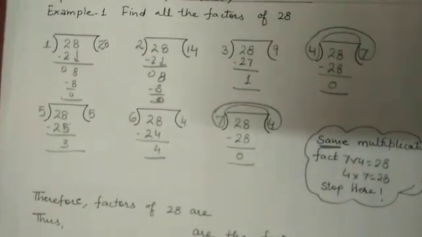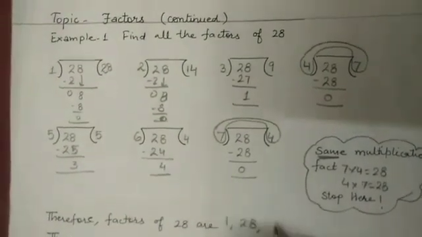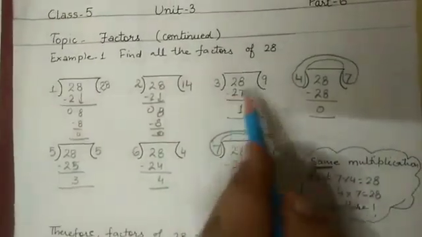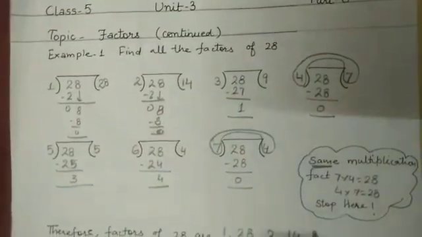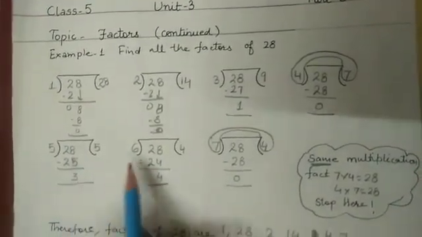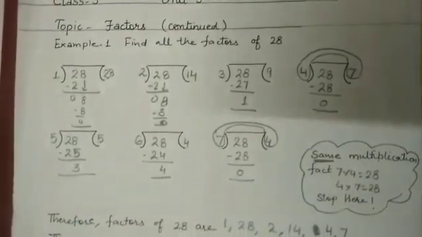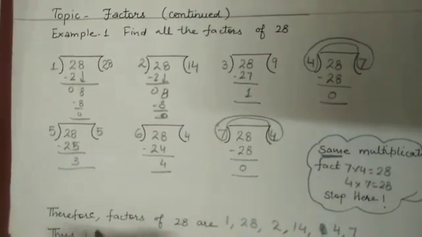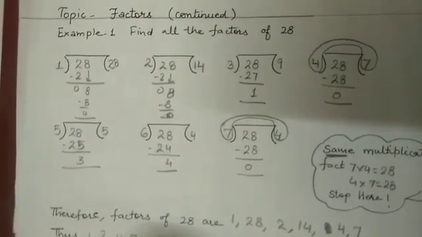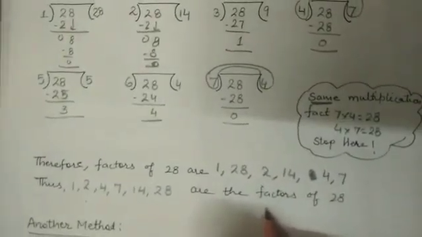Thus, the factors of 28 are 1, 28, 2, 14. 3 will not be a factor. Then we will write 4, 7. 5 will not be a factor. 6 will not be a factor. 7 and 4 I have already written. So 1, 2, 4, 7, 14, 28. All these are the factors of 28.